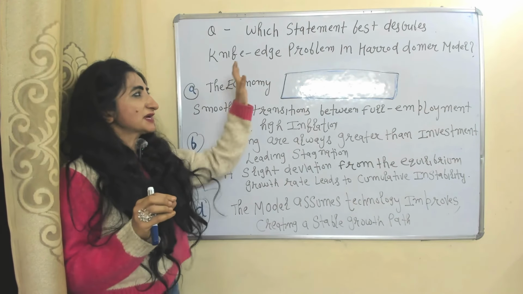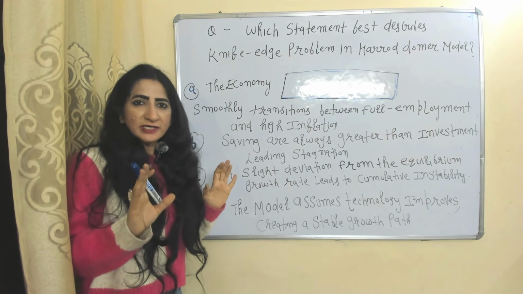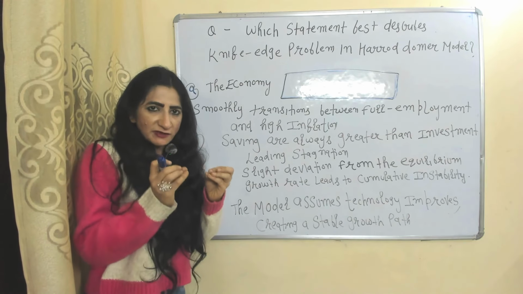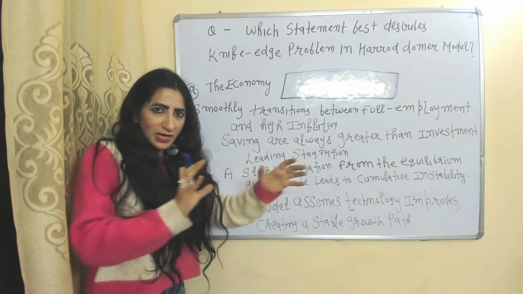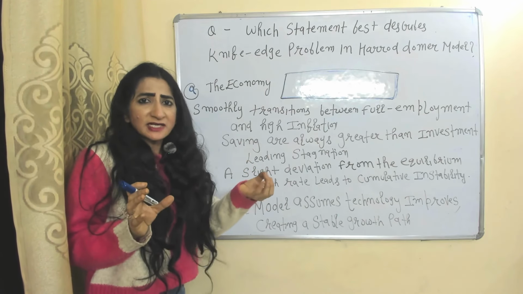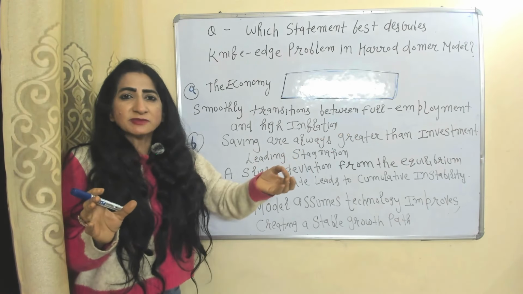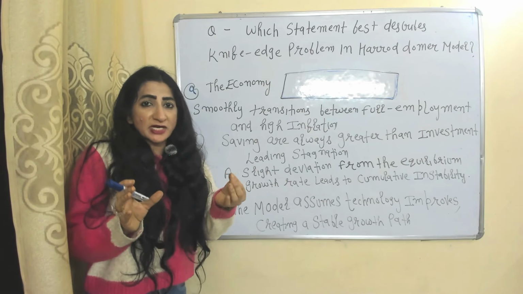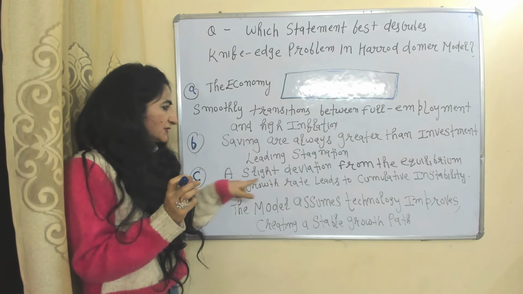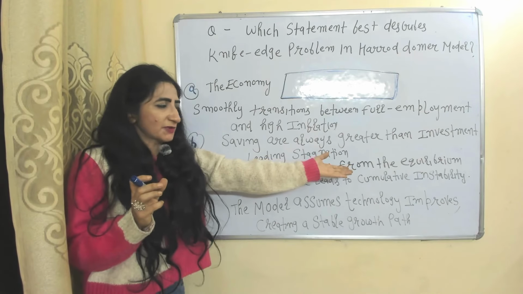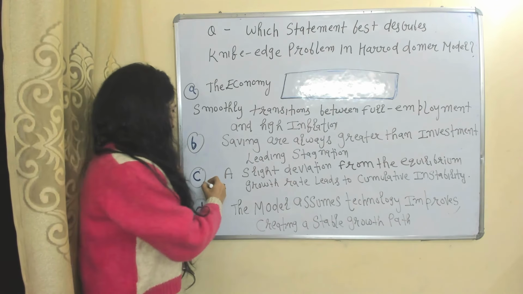Which statement best describes the knife edge problem in the Harrod-Domar model? We have already discussed that, according to knife edge equilibrium, the actual growth rate, warranted growth rate and natural growth rate are all equal to each other, and a slight deviation from this point leads the economy away from the equilibrium path. It seems like we are trying to balance an object on the edge of a knife. So our right option is: slight deviation from the equilibrium growth leads to cumulative instability, meaning the economy moves away from the equilibrium path. So our right option is C.